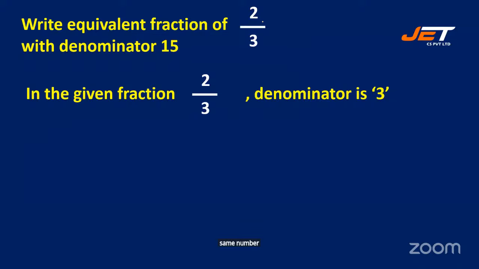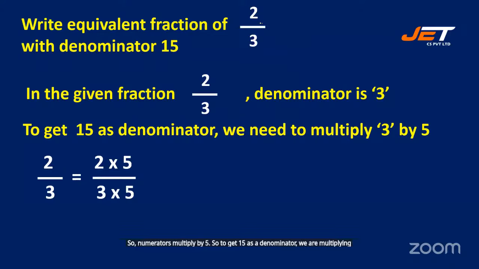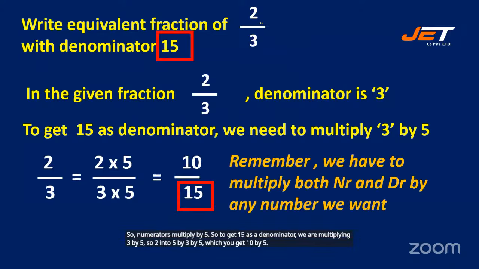Right. So now write the equivalent fractions of 2 by 3 with denominator 15. That means, what? You have to multiply 3 by 5. So 3 fives are 15. So the numerator also should be multiplied by 5. So to get 15 as a denominator, we are multiplying 3 by 5. So 2 into 5 by 3 into 5, which gives 10 by 15.